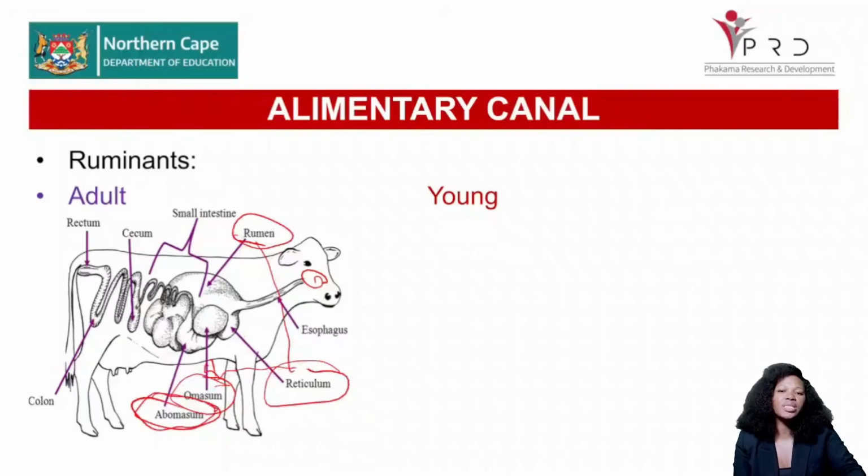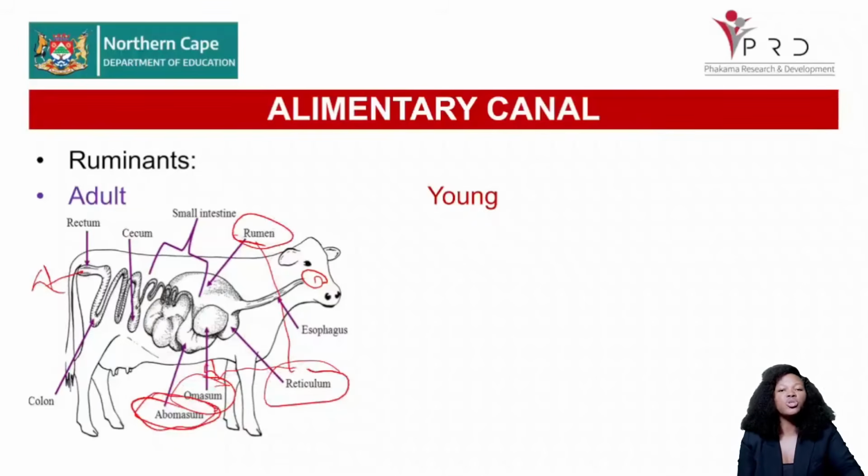And we also have the small intestines divided into 3: duodenum, jejunum, and ileum, right? And we also have the large intestines, also divided into 3: cecum, colon, as well as the rectum. And the last part of the digestive system of a ruminant is called the anus, the external opening where undigested nutrients are excreted.